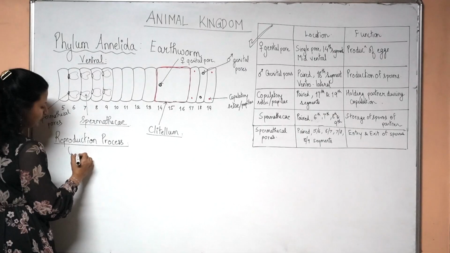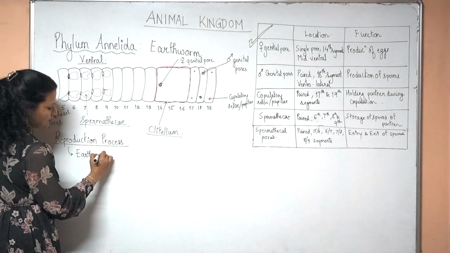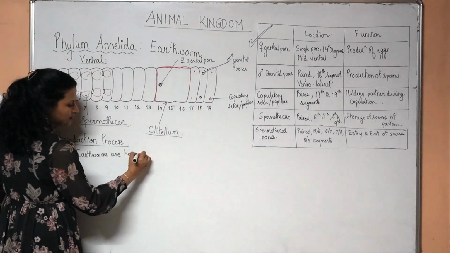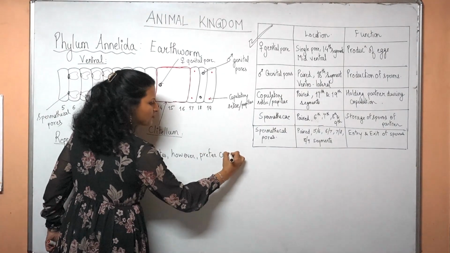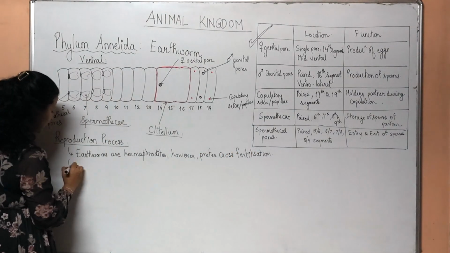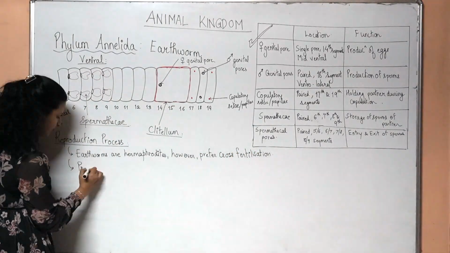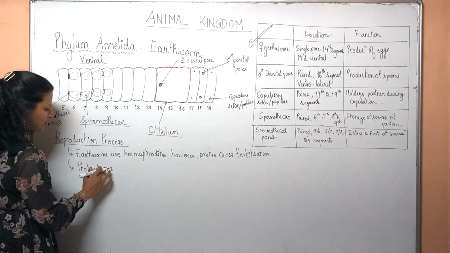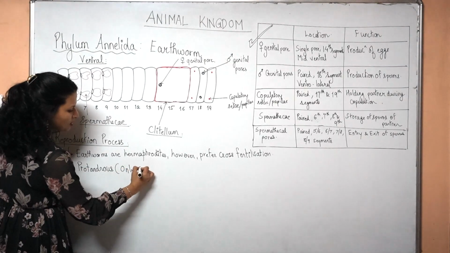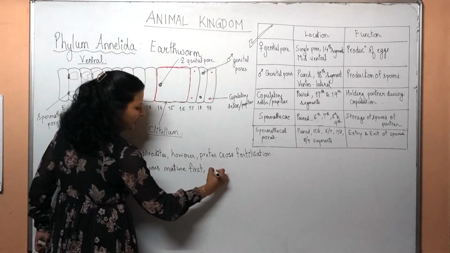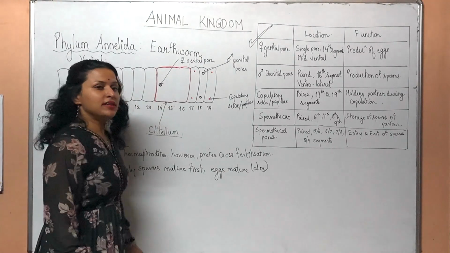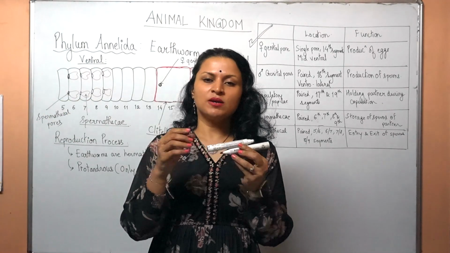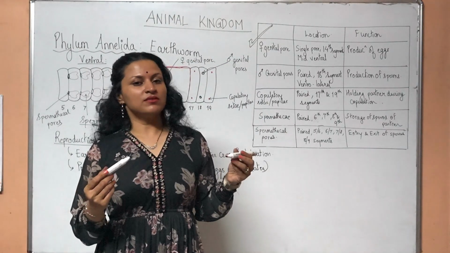Reproduction process. First things first, earthworms are hermaphrodites. However, they prefer cross-fertilization, and for this, the mechanism that they adopt is protandry. They are said to be protandrous, wherein only sperms mature first, eggs mature later. At the time of copulation, only the sperms are matured. Now what happens during the reproduction process?